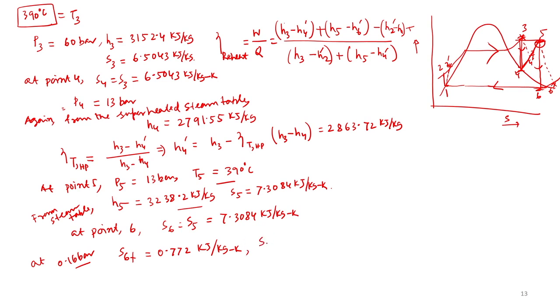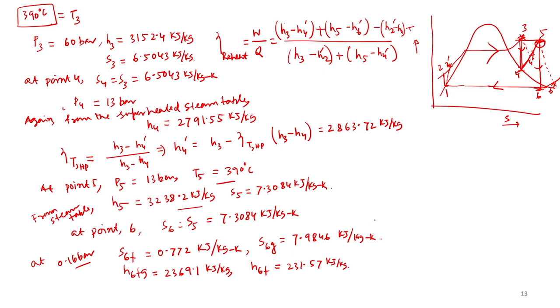Now again we can find out the values, like at gaseous state, S6S, which is nothing but 7.9846 kilojoule per kg Kelvin, and enthalpy also can be extracted from the steam table, which is nothing but 2369.1 kilojoule per kg. And H6F is 231.57 kilojoule per kg.